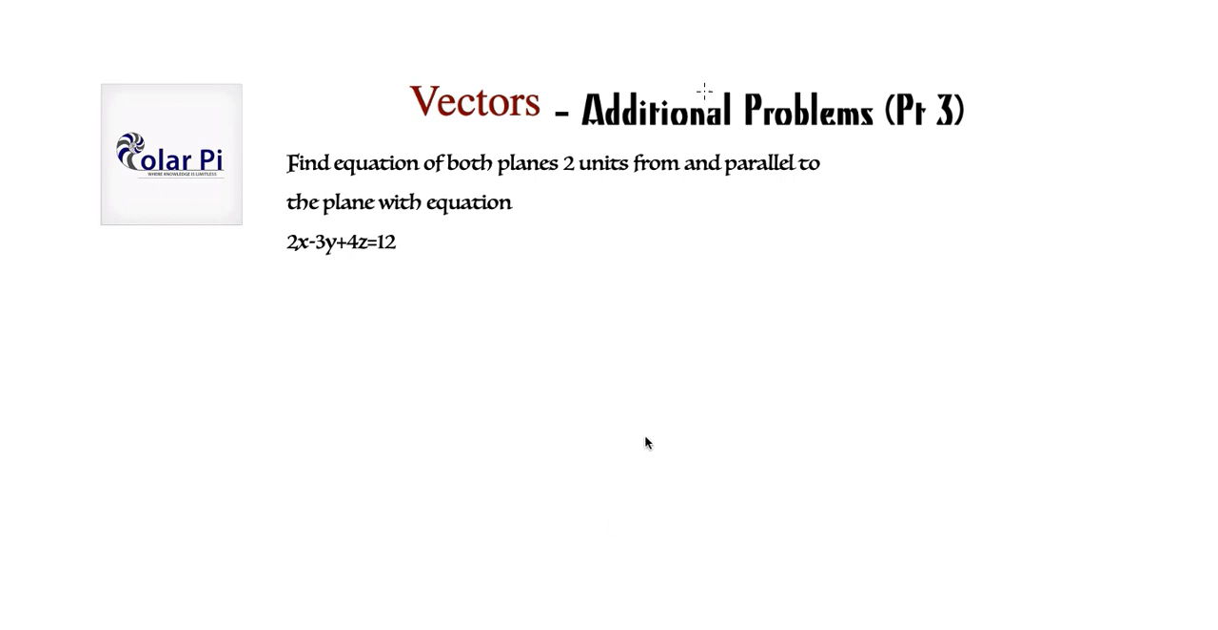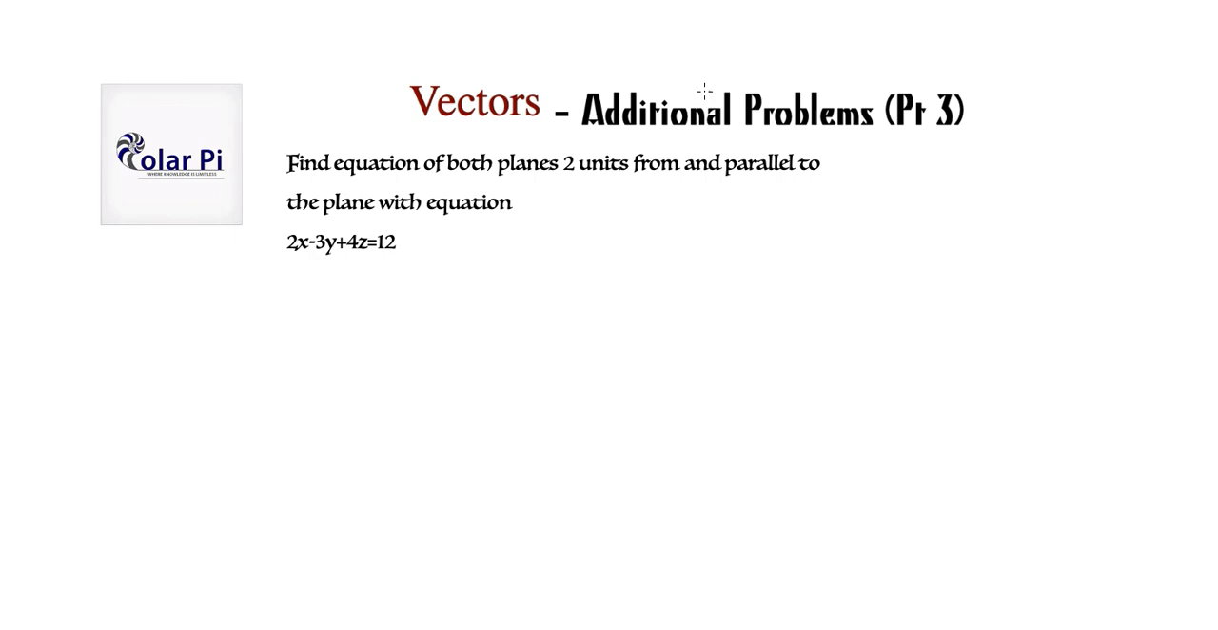And here's the third installment on additional problems on vectors, and we've got a really cool one here. So we've got this plane here whose equation is given, and what we have to do is find the equation of two other planes that are 2 units from this plane and parallel to it. Now, if they are 2 units from this plane, they must be parallel to it, right? You can't be adjacent to a plane. But yeah, let's get on with this.